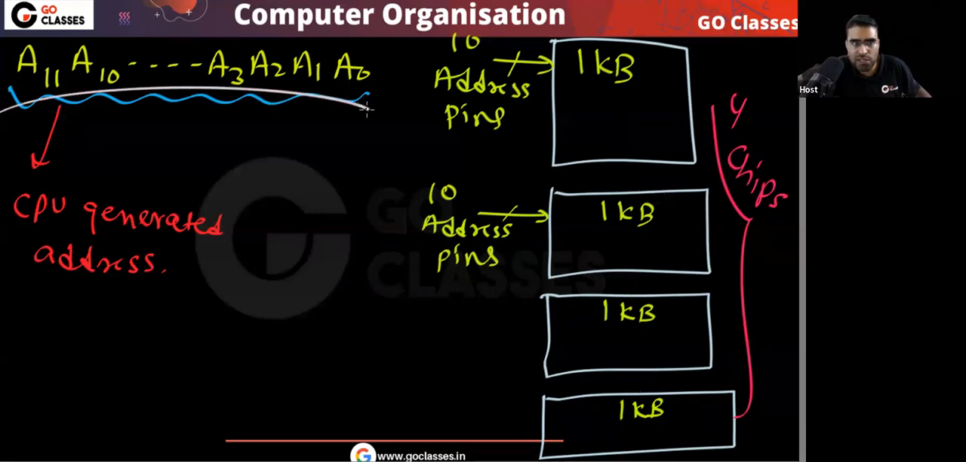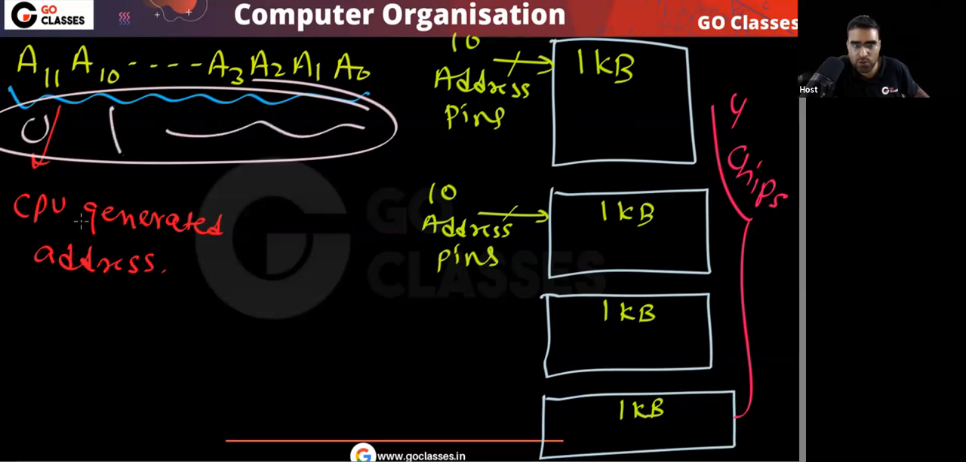Yes or no? The CPU will give you the address. Let's assume the CPU has given you some address. Now, once you have this address generated by the CPU, what will you decide? You will decide which chip to access. First, you will decide which chip to access.